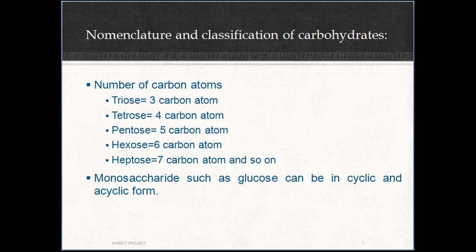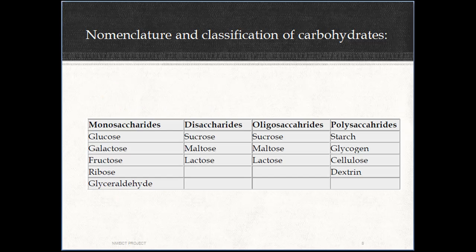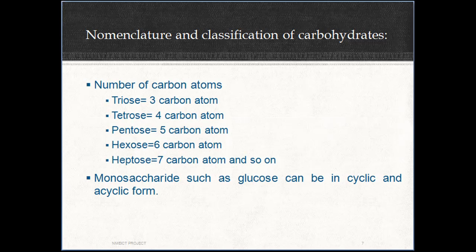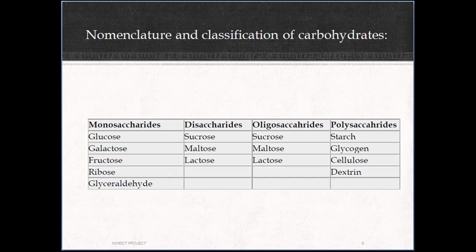Carbohydrates can even be classified according to their functional groups. The two main groups are aldose and ketose. What is aldose? Aldose means it contains the aldehyde group. The sugars in these groups are glucose, galactose, ribose, and glyceraldehyde. And the ones which contain the ketone group are ketose. And the best example of ketose is fructose.